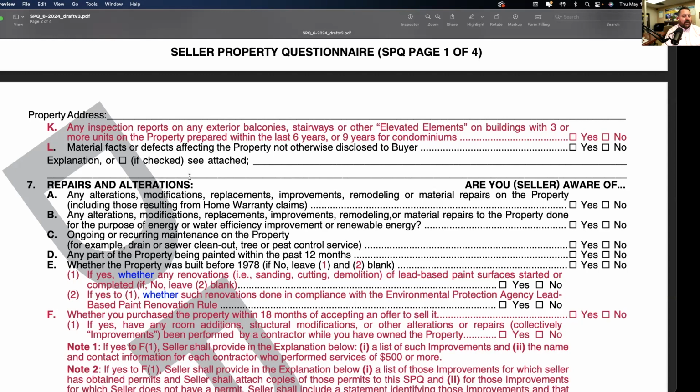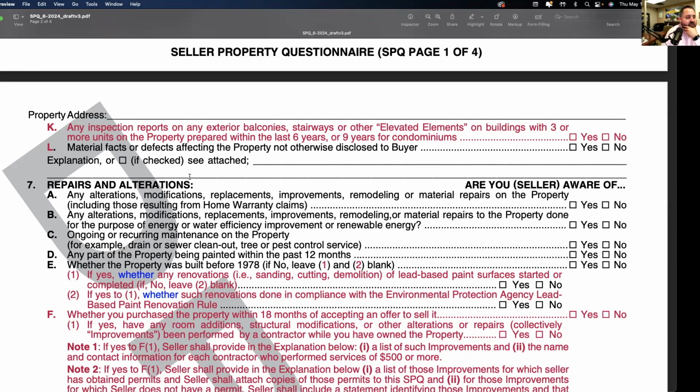Any of the property being painted within the past 12 months. So in the last 12 months, did you do any painting? Outside of 12 months, don't have to reference it, okay? Whether the property was built before 1978. If no, leave 1 and 2 blank. If yes, you got to now answer 1 and 2. So here we go. If it was built before 1978, yes. If yes, whether any renovations, like sanding, cutting, demolition of lead-based paint surfaces started or completed. If no, leave 2 blank. Okay, so no, we didn't do any of that, right?